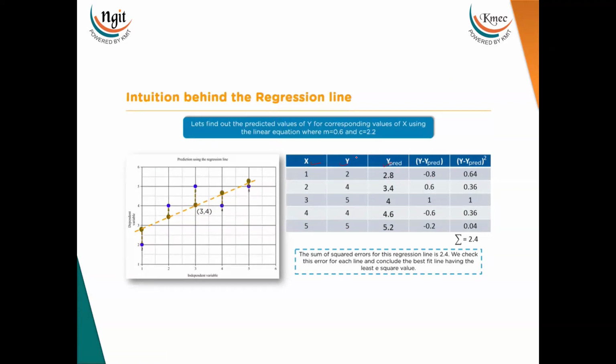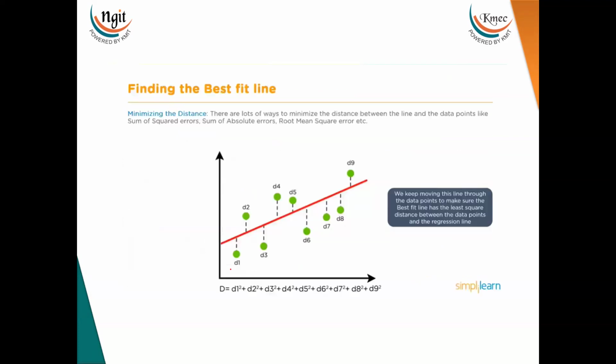Now find out y minus y predicted, that is actual minus predicted. We got this one, and we square it, and the sum of these squares is equal to 2.4. So for this particular data set, the sum of squared errors for the regression line is 2.4. Now we are going to check this error for each line, and we are going to conclude the best fit line as the one having the least squared error.